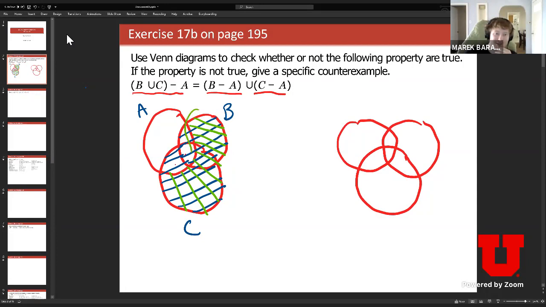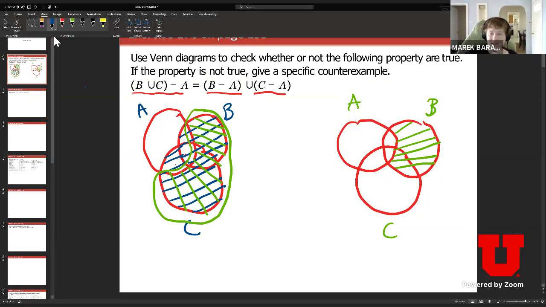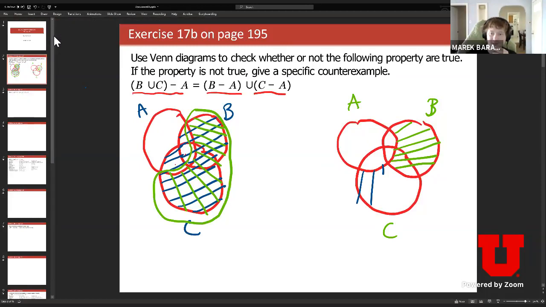So we have this portion right here as the left-hand side. And then for the right-hand side, we'll do the same thing. So B minus A is this portion. And C minus A is this part. And we can see that the union is this.